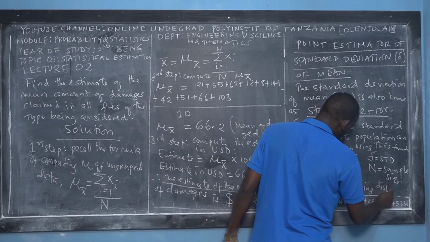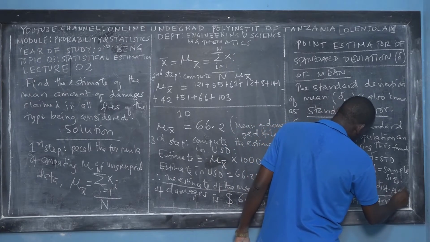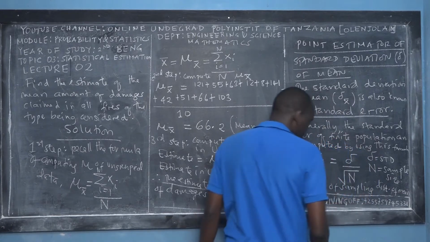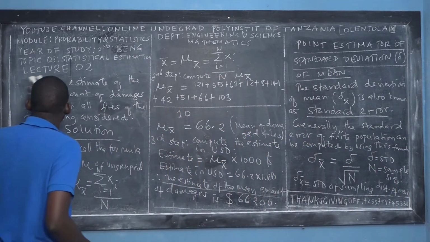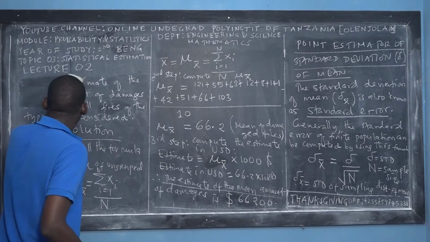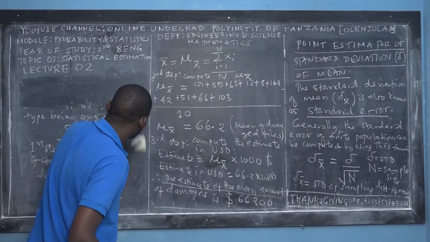the sampling distribution of the mean. That is the name of this one. So by using this formula, we can find the point estimator of 40, the point estimator of the standard deviation.